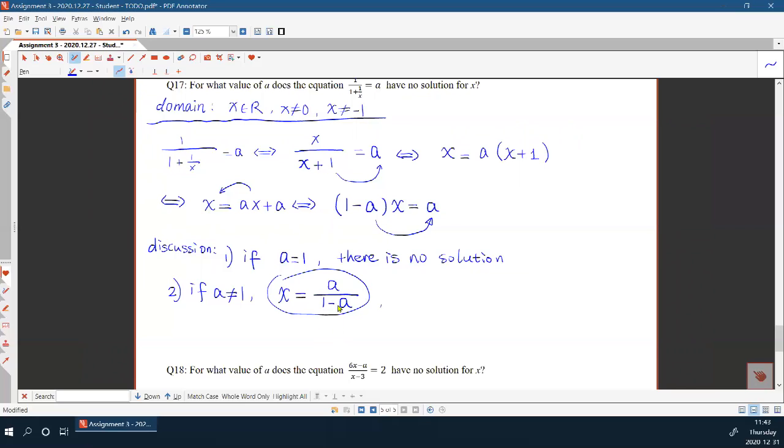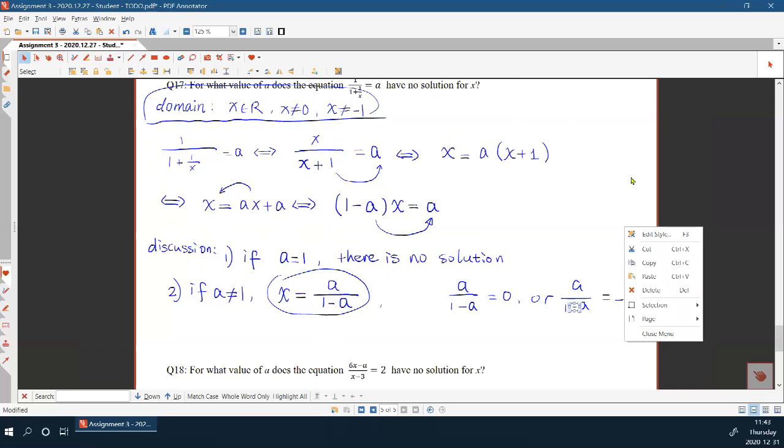How to make no solutions for x? Okay, remember that our domain is here. x cannot be 0, and x cannot be minus 1, right? So if we can make this value equal to 0, or equal to minus 1, that means the solution of x is 0 or minus 1, which is contradictory to the domain. That means there is no solution either, right?